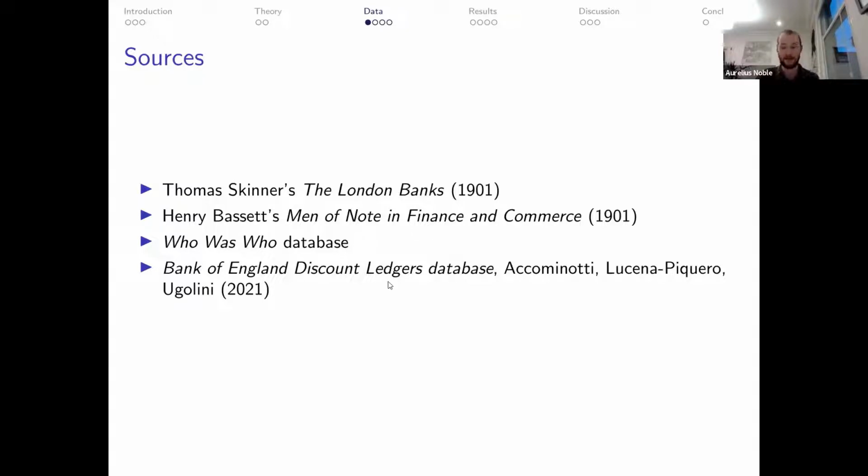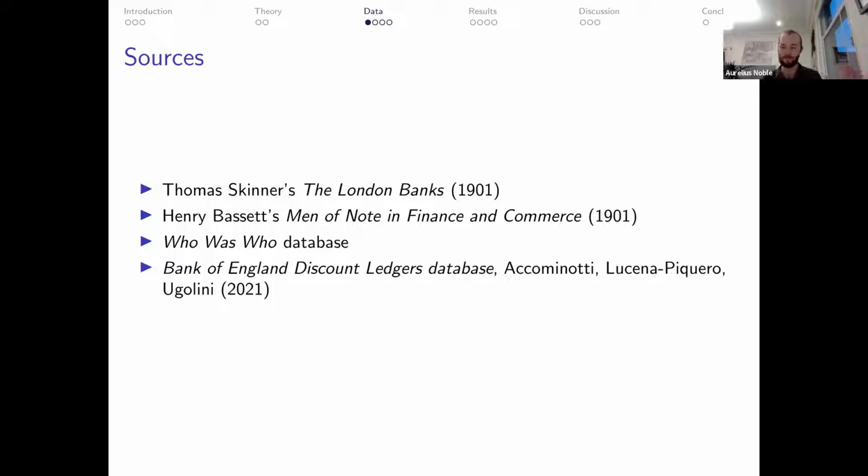And then finally, the final source I use is this database of the Bank of England discount ledgers from the paper by Acquaminotti, Lucena Pirro, and Ugolini. Basically this tracks the details of all the bills of exchange discounted by the Bank of England in 1906, which is, I think, 24,000 bills. And so this contains information on the drawer, the acceptor, and the discounters of those bills.